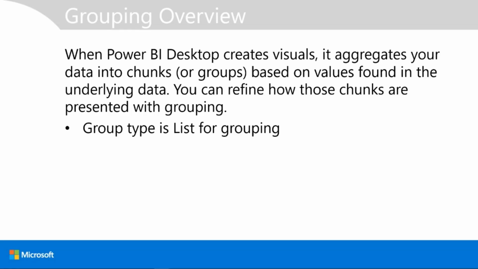In this sub-lesson, we're going to use groupings, binnings, and clustering. So first, let's take a look at grouping. When Power BI Desktop creates visuals, it aggregates your data into chunks or groups based on values found in the underlying data. You can refine how those chunks are presented with grouping. The group type is list for grouping.